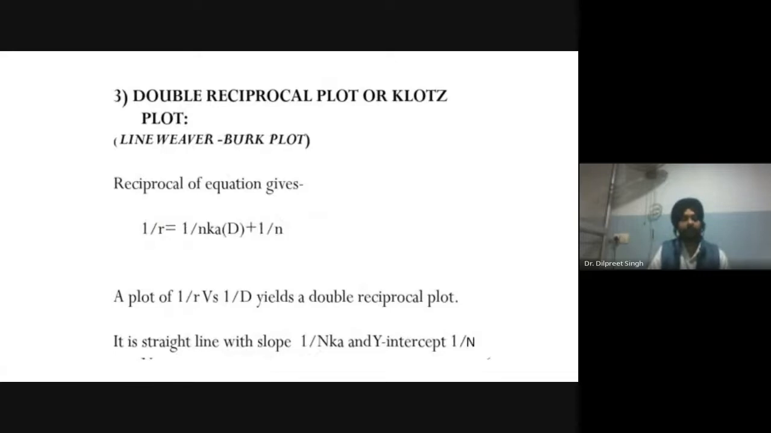Third is the double reciprocal plot, also called the Lineweaver-Burk plot. Taking the reciprocal of the equation R is equal to nKaD divided by nKaD plus 1, it gives 1 by R is equal to 1 by nKaD plus 1 by n. This is the equation in reciprocal form. A plot of 1 by R versus 1 by D is a straight line with slope 1 by nKa and y-intercept 1 by n.